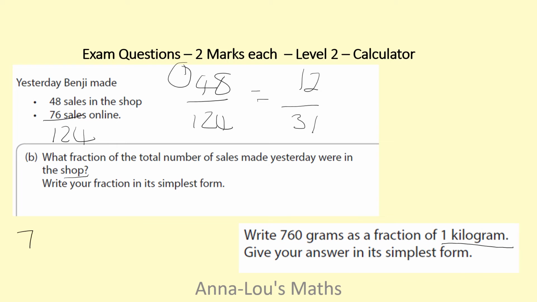So mark number 1 for this one, again, would be for writing it out fully. So 760 over 1,000, that's mark number 1. Again, type that into your calculator using your fractions button and it would simplify down to 19 over 25.